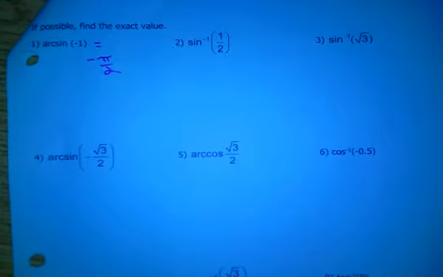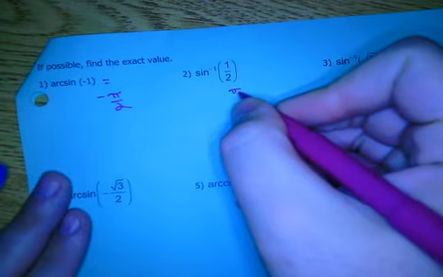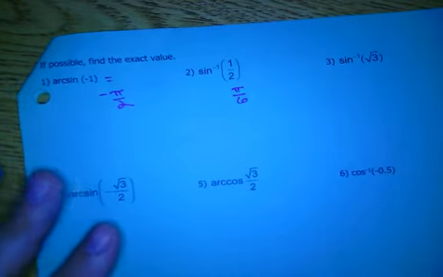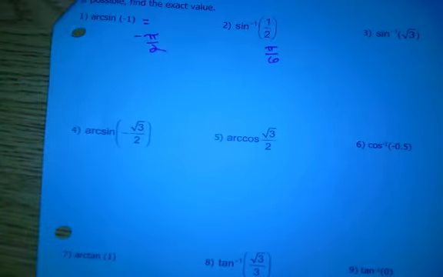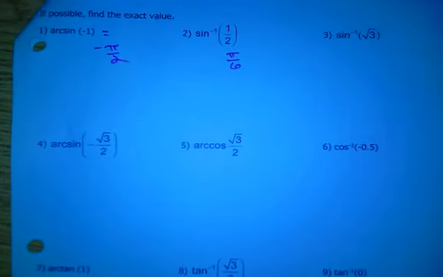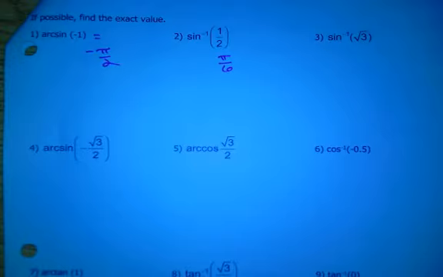Alright. Arcsine of 1/2. 5π/6? Honestly, you just need to memorize this stuff. I'm just telling you straight up. You need to know your unit circle. Wait, why isn't it 5π/6? Because it has to be in either quadrants. Right here. Okay, you got it.